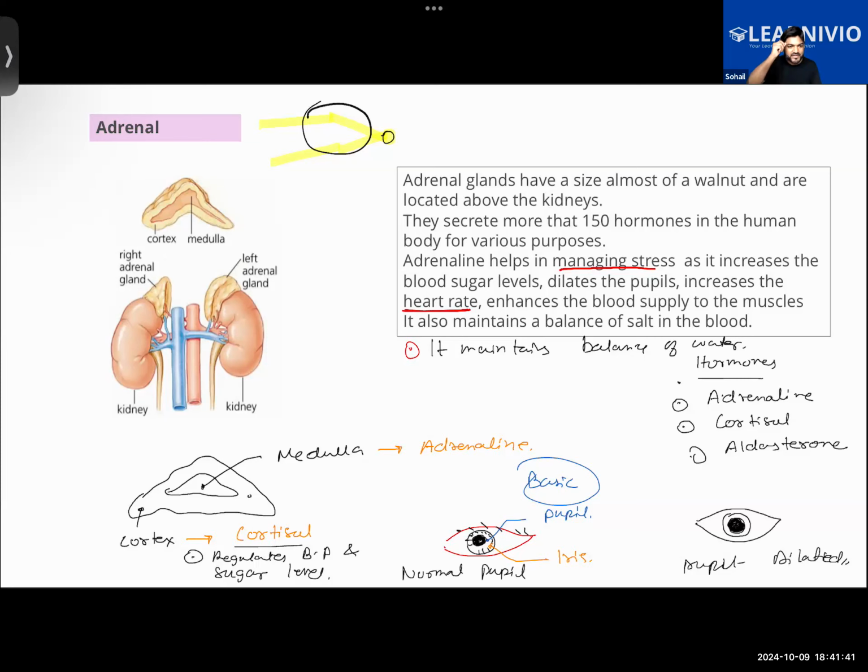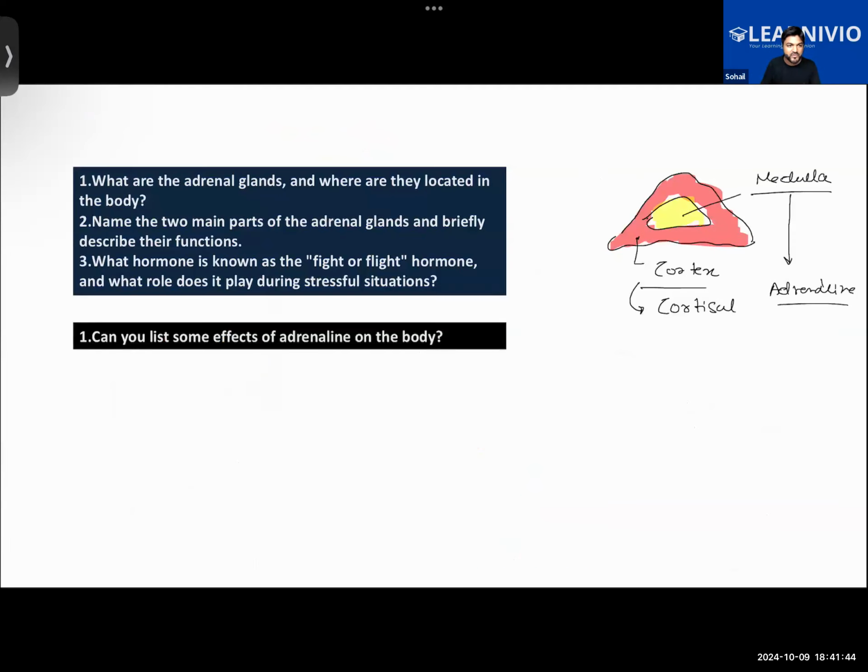Wait, then we learned about the adrenal gland. Where is it located? Is it located on the lungs, kidney, heart? Where is it located?